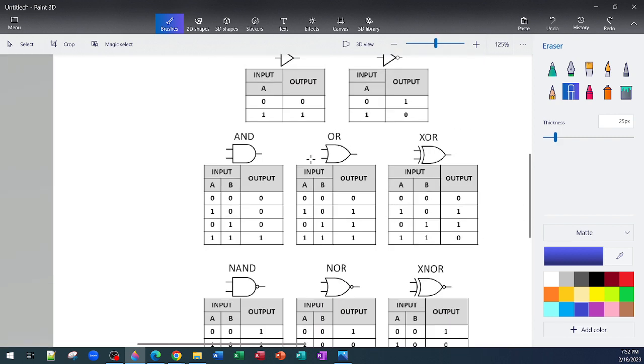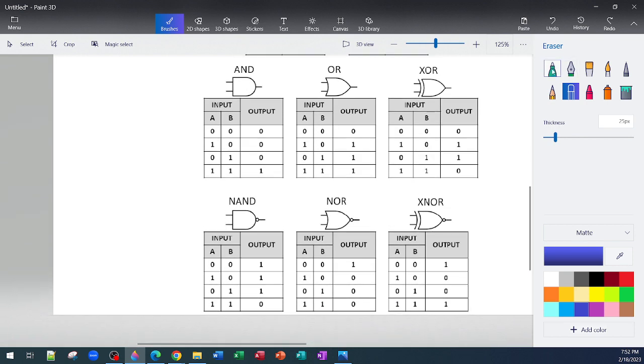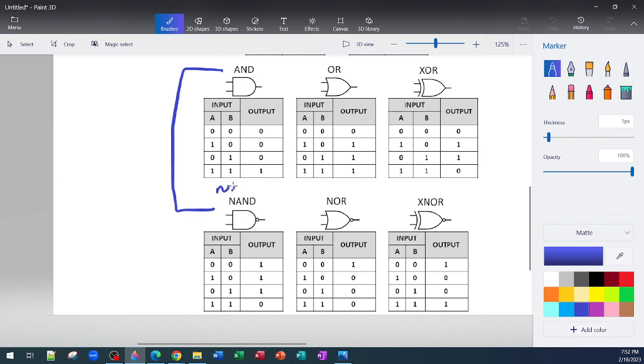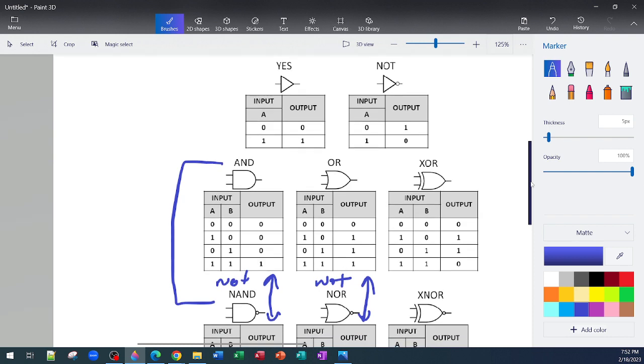Now, if you remember the AND, you can remember the NAND. Because the opposite of the AND is the NAND. The N actually means NOT. This N that you see in here is actually NOT. So, if you notice, NAND is actually the opposite pattern of AND. These two are actually the opposite pattern. OR and NOR are actually the opposite pattern. So you just got to remember these three basic ones.